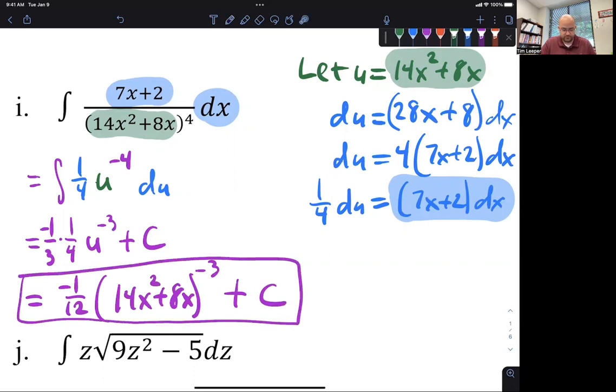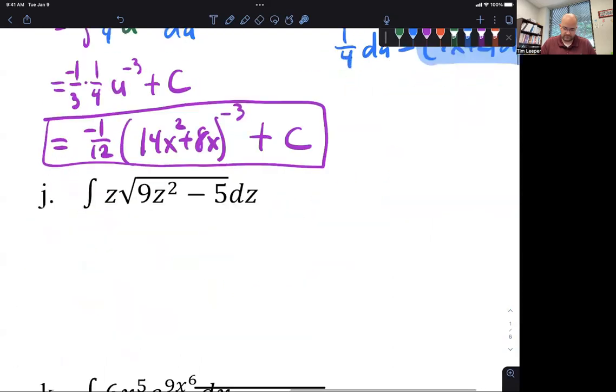You can, if you want, make that -1/12 times (14x squared plus 8x) to the 3rd power in the denominator, plus a c out front. But there you go. Here is I. Next, let's look at j.